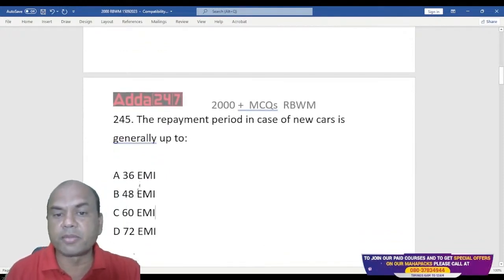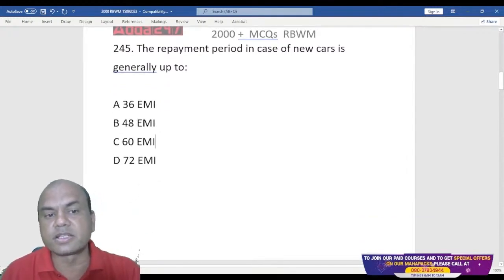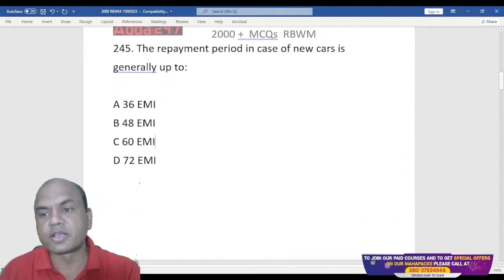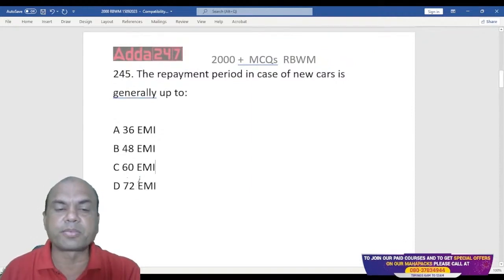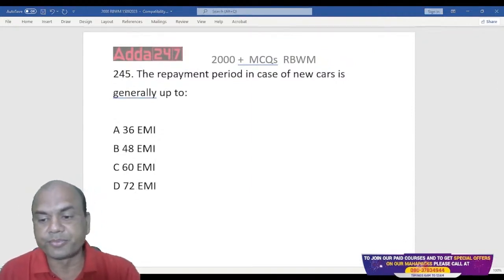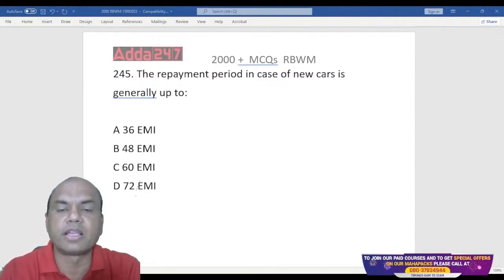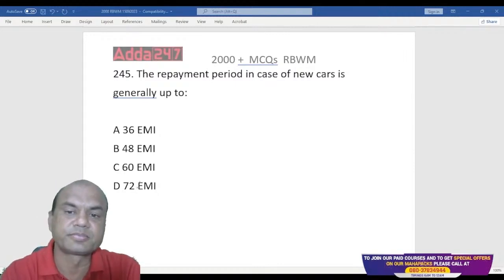The repayment period in case of new car loans, new cars, is generally up to. So this repayment period for new cars is up to what? Let me see, I'll get it from you. I'll give you 1 minute to answer, everyone. Let's see.